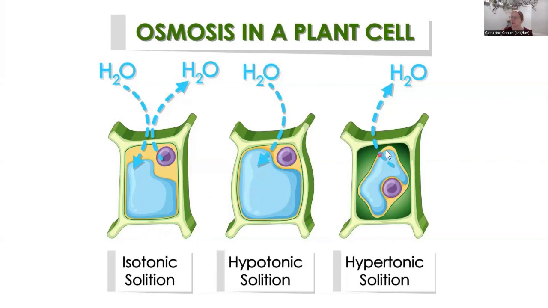And if your cell is unfortunately in a hypertonic solution, there's more solute outside, so there's less water outside. Your plant cell will lose water, and it can decrease the volume of the central vacuole so much that it actually pulls the cell membrane away from the cell wall, and it can totally dehydrate. We call that like lysis or crenation, where it just sucks itself in, and it will absolutely kill your plant cell.